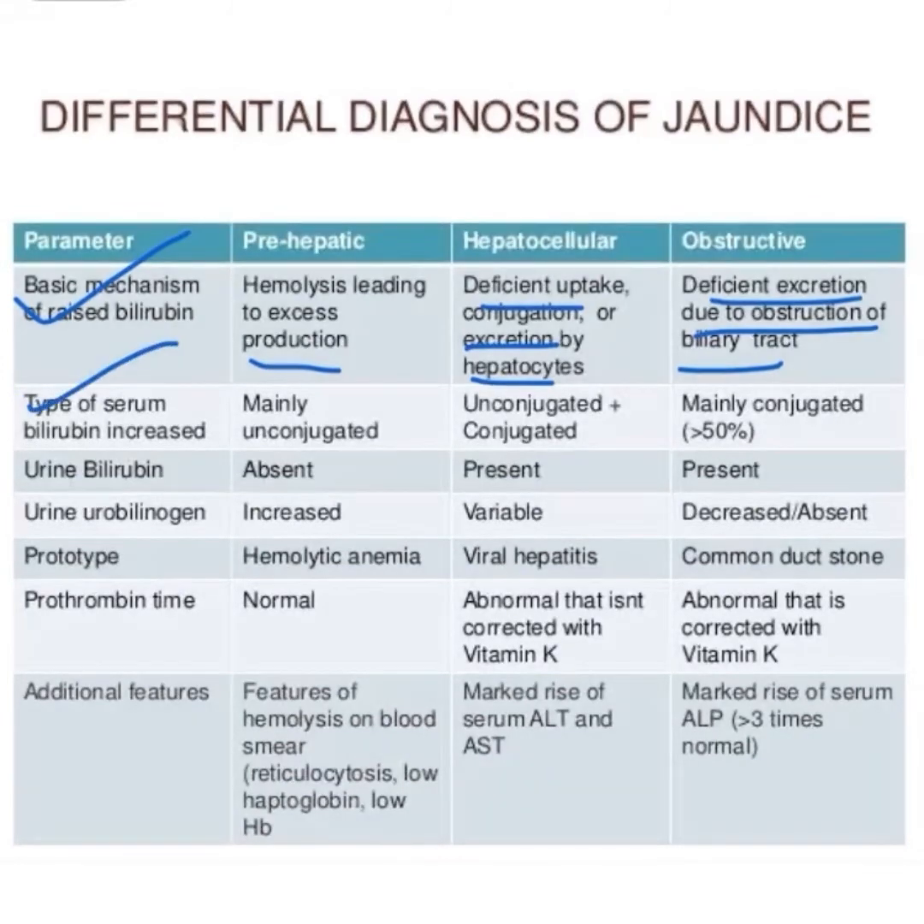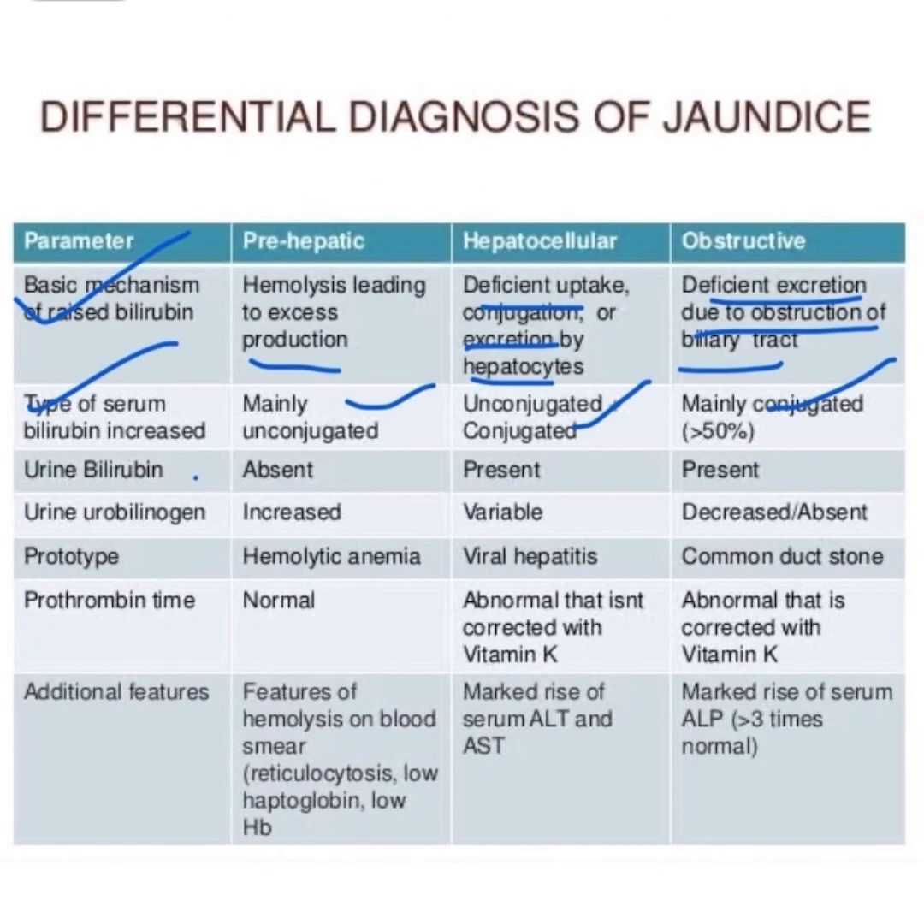Next one is the type of bilirubin seen in the serum. We already know that in the prehepatic and the hepatocellular, we see the unconjugated form. But in the obstructive type, we see mainly the conjugated form, because here the unconjugated bilirubin is converted into conjugated. There is an excretion problem of bilirubin, right?